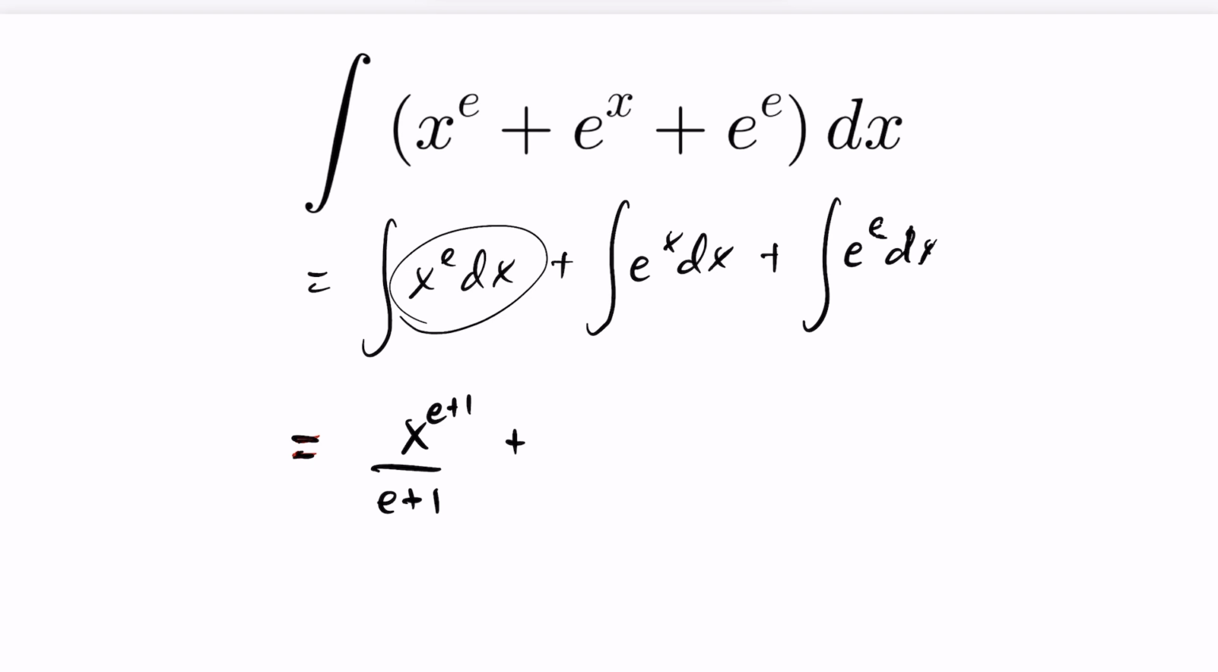Moving on to the next one here, e to the x is the derivative of itself, so this will just be e to the x. And lastly, e to the power of e is just a constant term, no different than 2, 3, 4, anything like that. So the derivative of e to the e times x will end up being exactly e to the power of e. And I'm going to go ahead and add a constant term k here.